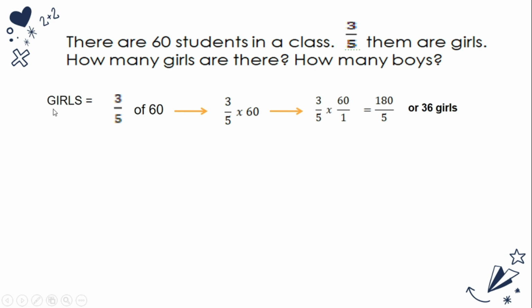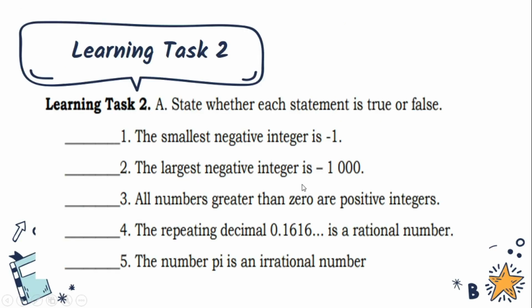Ang babae ay 36. Dahil advanced learner ka nga, since alam mo na 36 ang babae, for you to be able to know the number of boys, you just subtract 36 from 60, which is the total number of students. So 60 minus 36, meaning to say we have 24 boys. Okay? Now, let's try this learning task number 2.